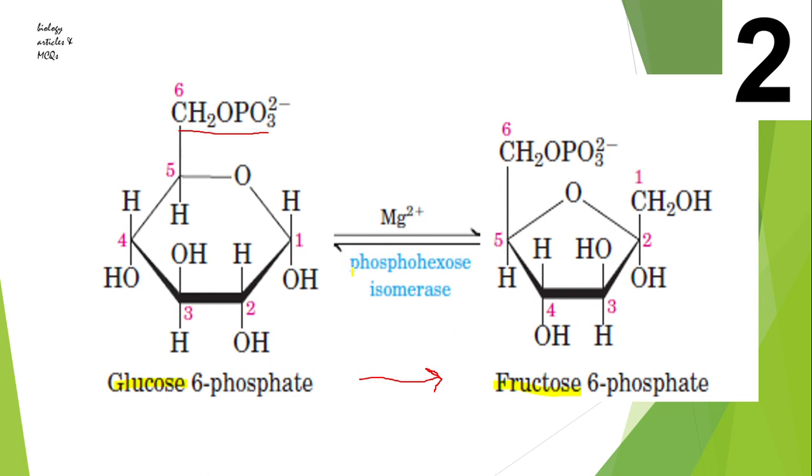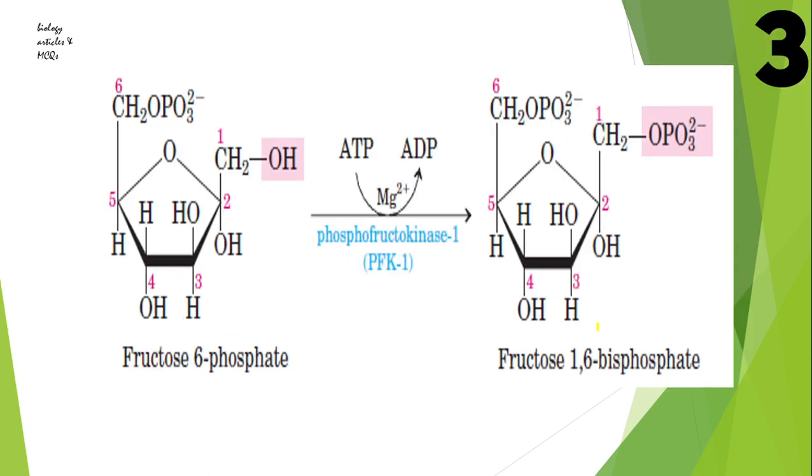The enzyme that is carrying out this process is phosphohexose isomerase. This isomerase enzyme is converting glucose 6-phosphate into its isomer, that is fructose 6-phosphate. There is only the change of the structure, and the structure is changed from the 6-cornered ring structure into the 5-cornered ring structure. In the third step, that fructose 6-phosphate will now convert it into fructose 1,6-bisphosphate.